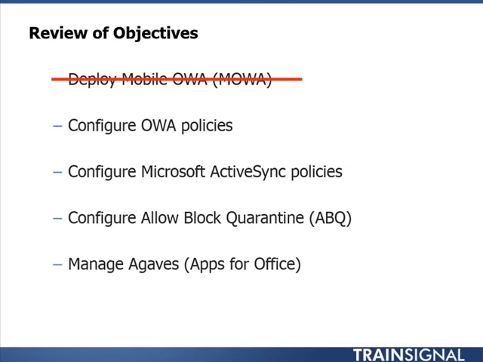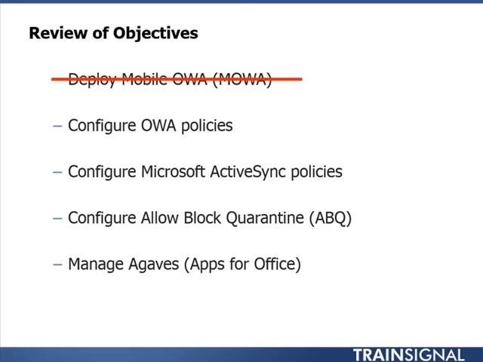Now, what about Outlook Web App policies? We do have Outlook Web App policies to configure, so we'll take a look at that. What about configuring Microsoft ActiveSync policies? Well, we don't have ActiveSync policies. Well, we do, but they aren't called that. Now they're called Mobile Device Mailbox Policies.